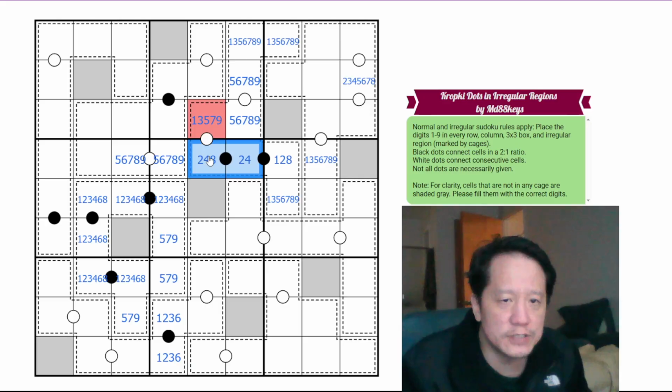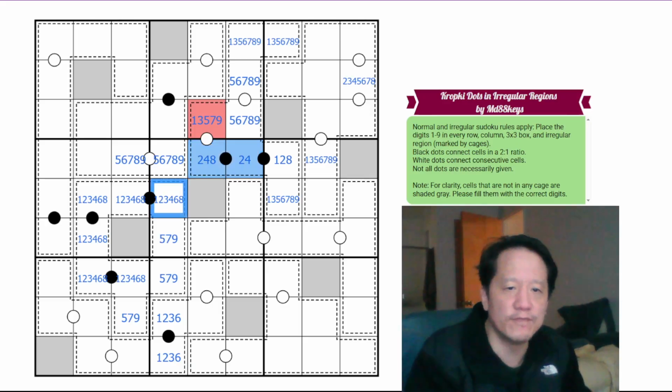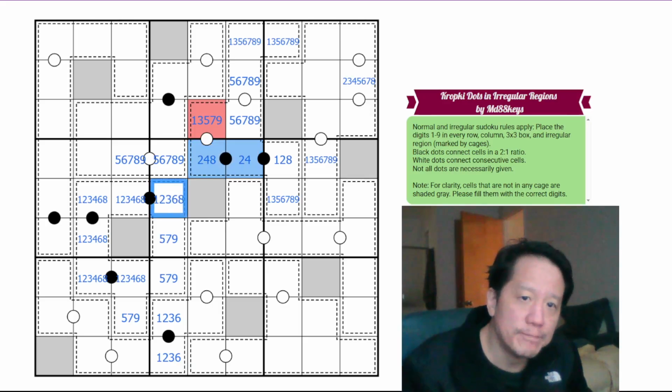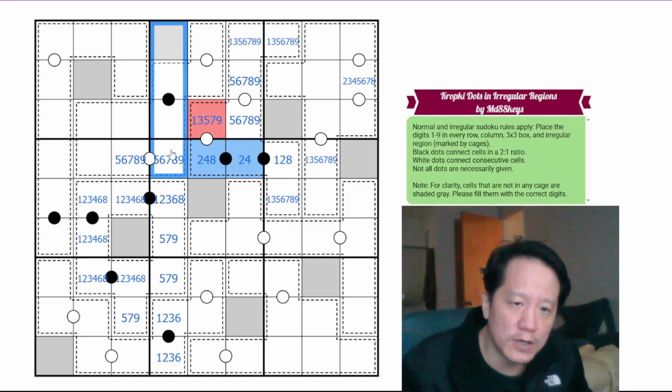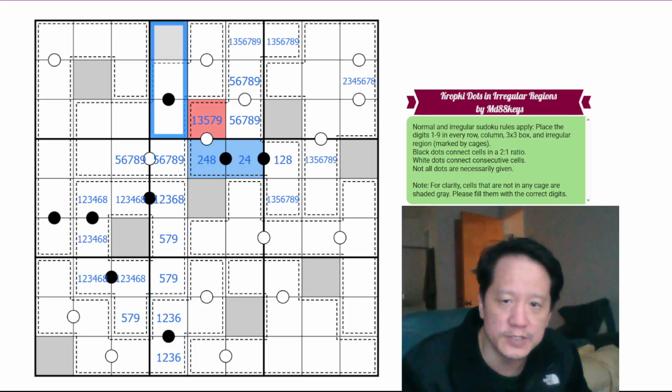We are guaranteed a 4 here, so this cannot be 4. Where is the 4 in column 6? Or 4. It has to be one of these 3 digits.